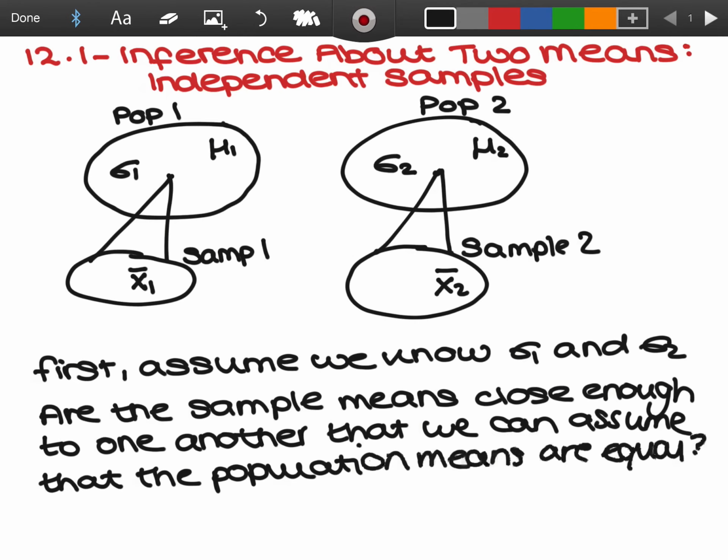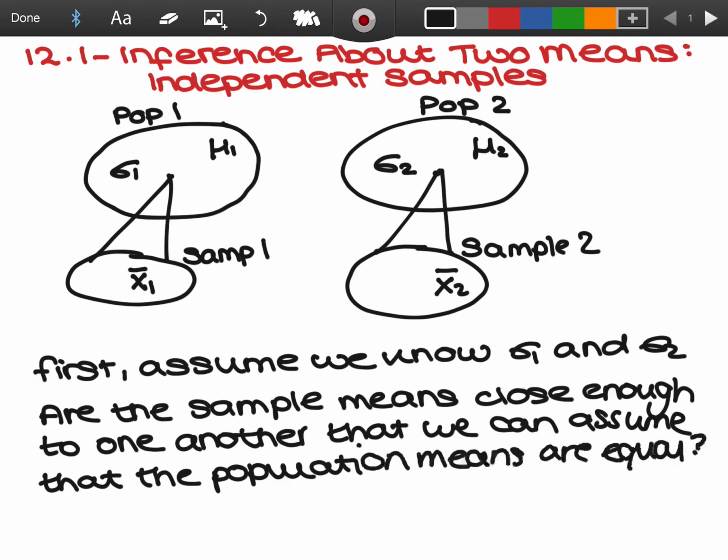So if we want to see if our sample means are close enough together, I want to look at the difference between my sample means. So this time, rather than looking at the distribution of a single sample mean where the sample comes from a single population, what I now want to do is look at the difference between two sample means and look at the distribution of the difference between the sample means.